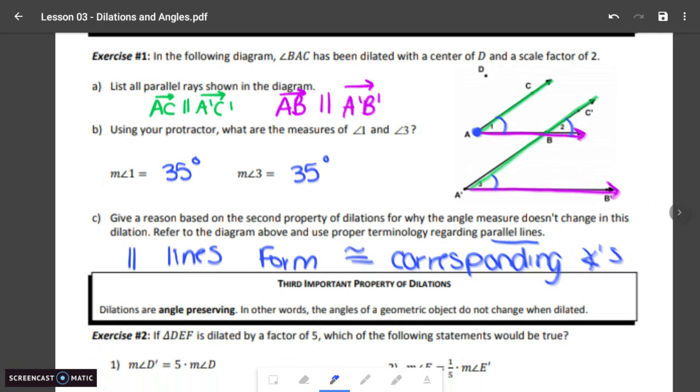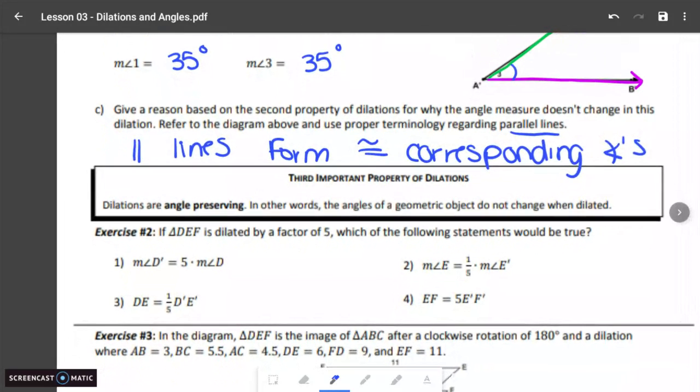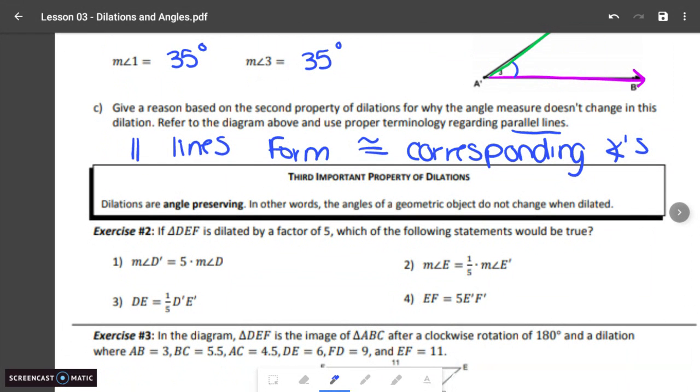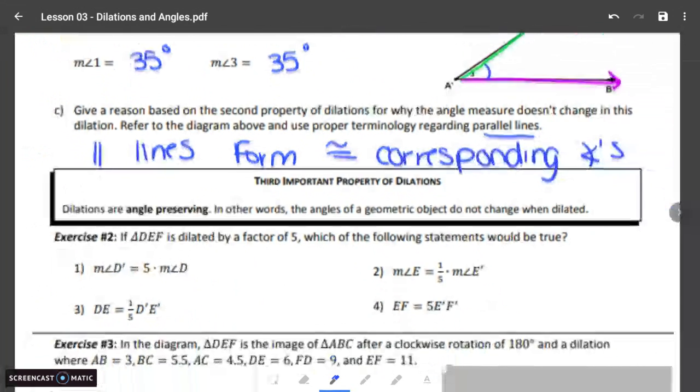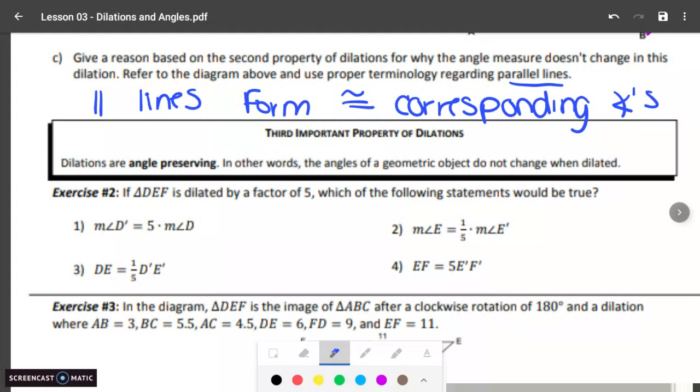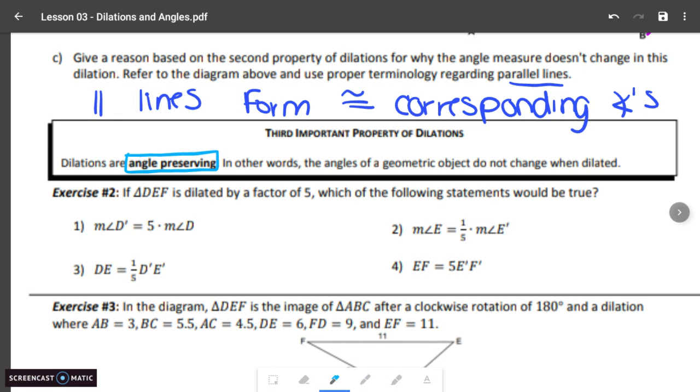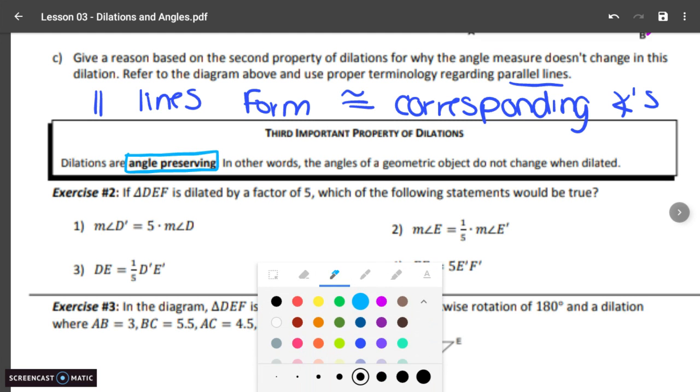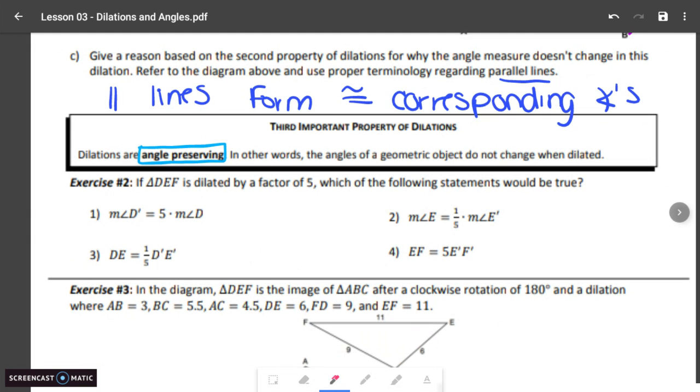Okay, so we talked about this a little bit in the previous lessons, but the real important fact about dilations, besides keeping those lines parallel, means that angle measure is always preserved. So length will not be preserved. That's why it's not a rigid motion. The size changes, but angle measure is always intact. So that being said, if I look through and I have a triangle DEF that's dilated by a scale factor of 5, so it's getting bigger from the original, what must be true?